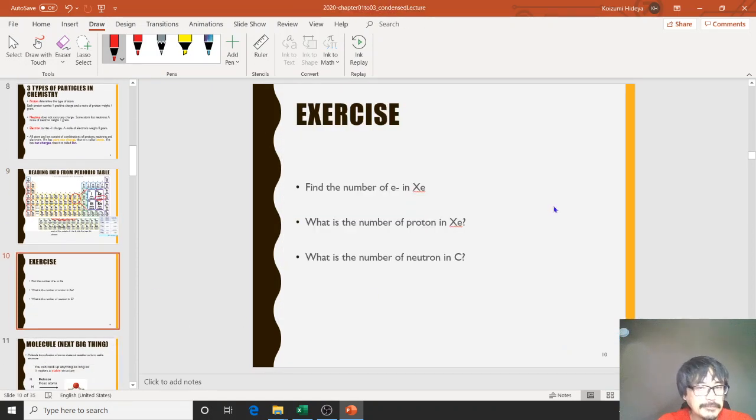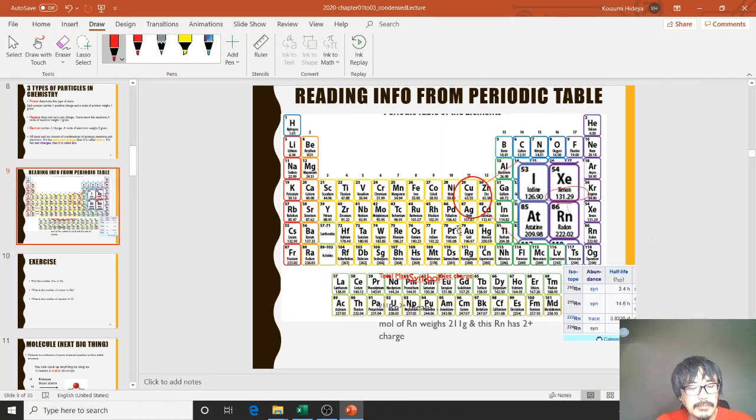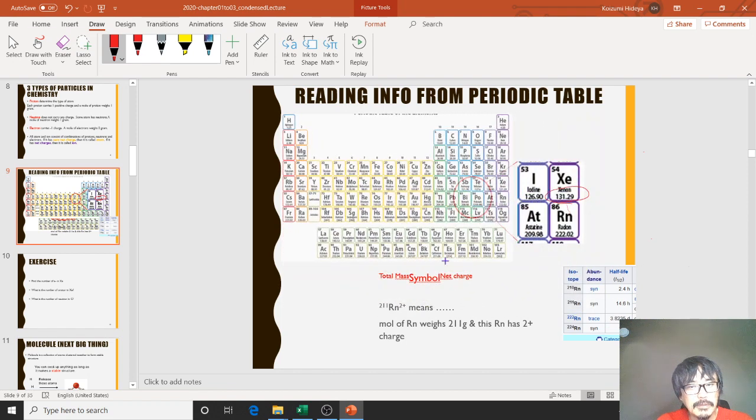So, find the number of electrons in xenon. Let's just go back to the previous problems.